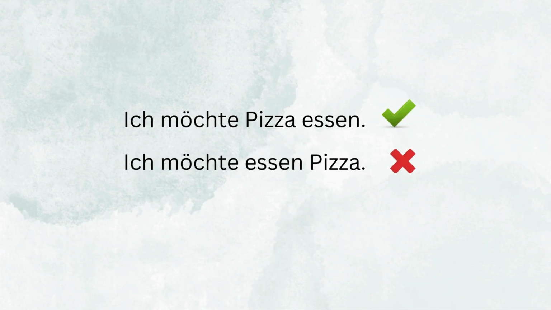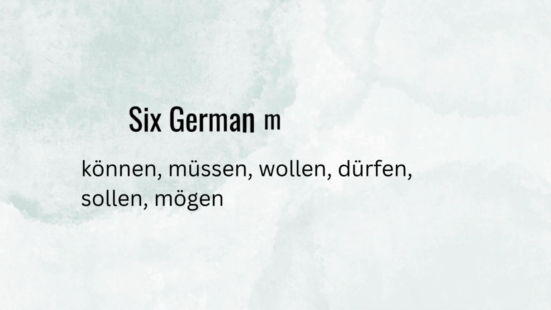Another example. Ich möchte Pizza essen. You cannot say, Ich möchte essen Pizza. The main verb always goes to the end. This is one of the biggest grammar rules in German. Once you get used to it, it becomes automatic. Let's understand all 6 modal verbs one by one.